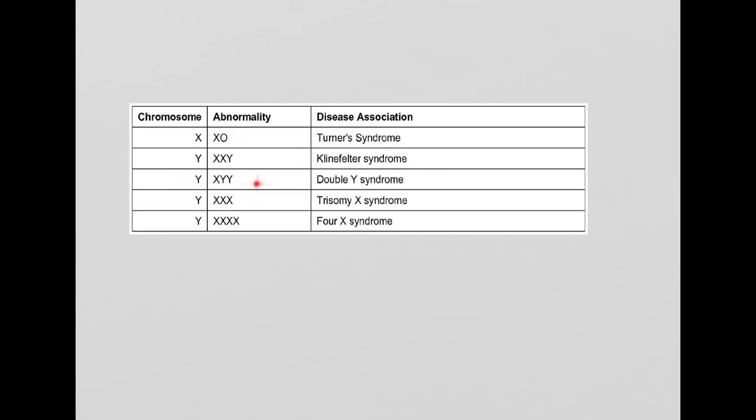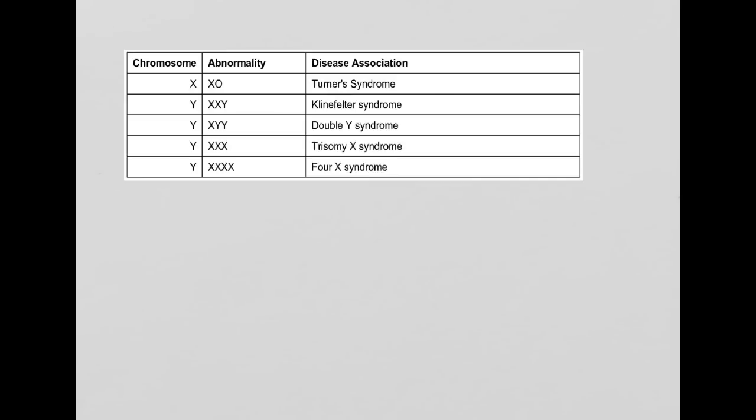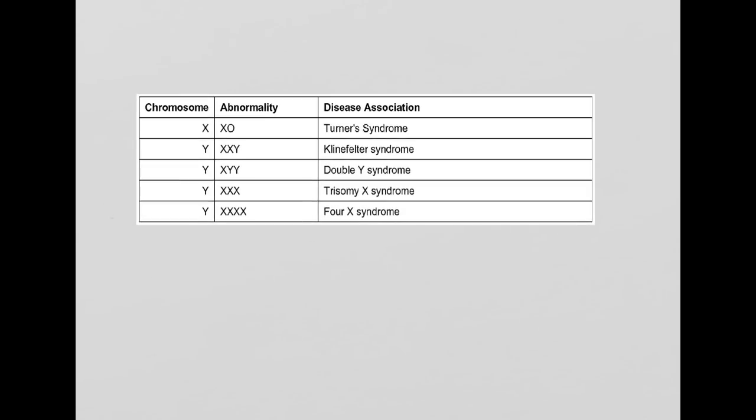And then we can look at this situation where we have double Y, and then we have the trisomy X, and a very unusual 4X syndrome that exists here. These two are both phenotypically female. This is going to be phenotypically male, also phenotypically male. All right, I guess that's all the time I have for this.